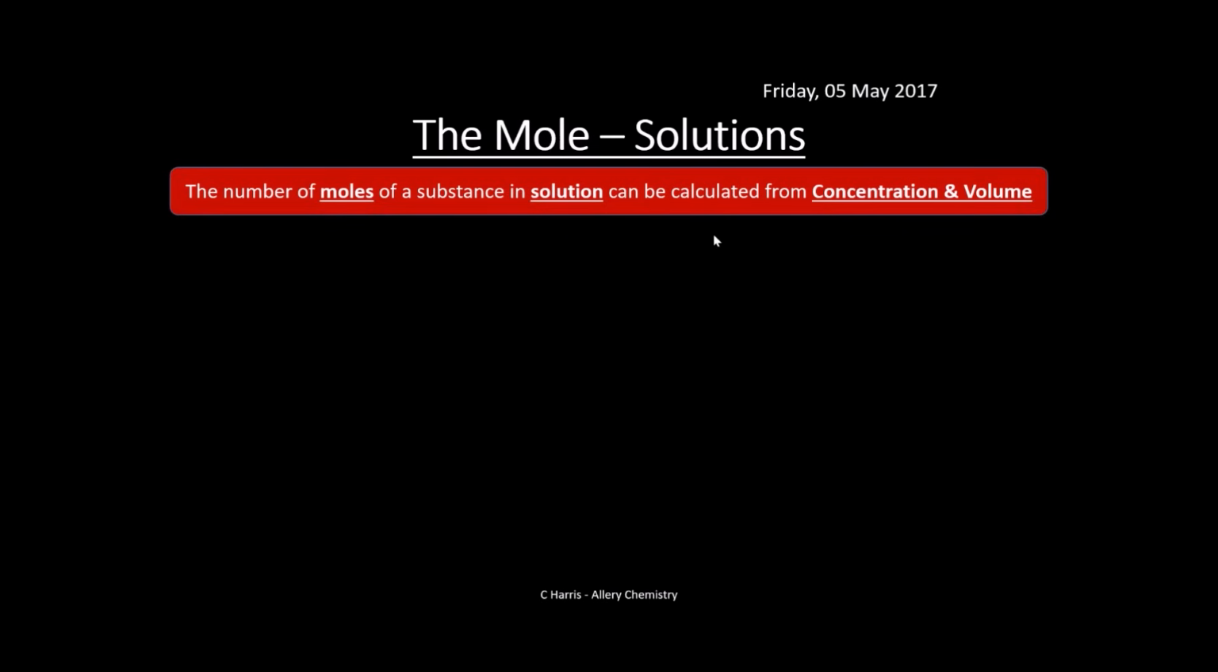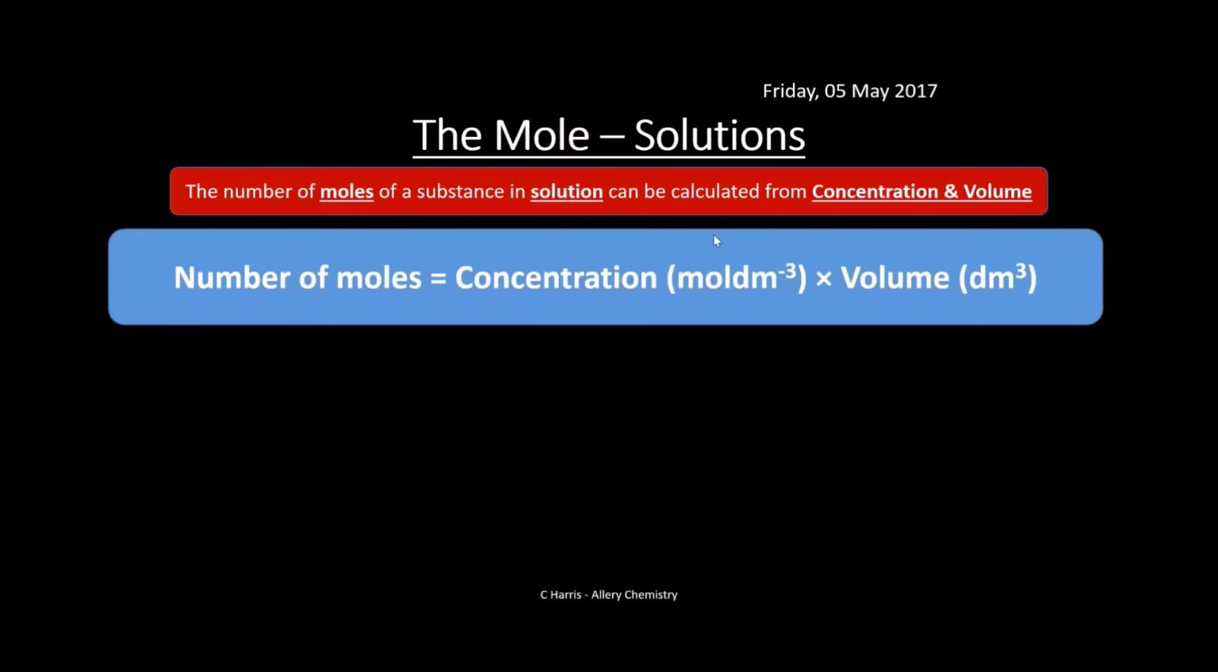Solutions obviously are slightly different. So the number of moles in a substance in a solution can be calculated from its concentration and volume. So here's the formula that you need to know. The number of moles is concentration in moles per dm cubed times by volume. Now, the really important thing is volume must be in decimeters cubed.